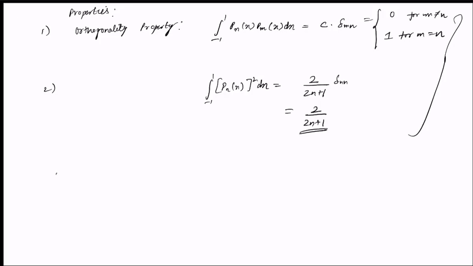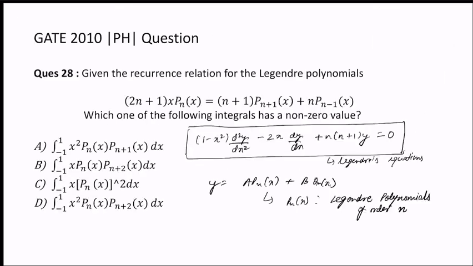And then there is another property, which is the integral from minus 1 to 1 of x to the power m P_n(x) dx is equal to 0 for m less than n. So these properties are very important. In this given question, we have to find out which one of the following has a non-zero integral, given this recurrence relation.